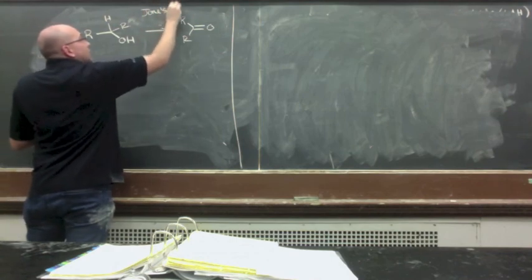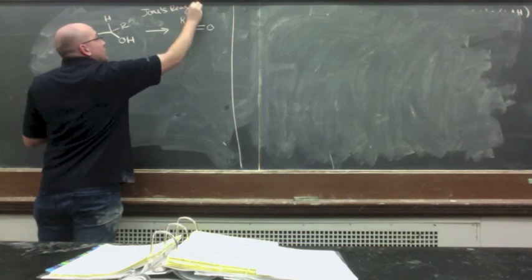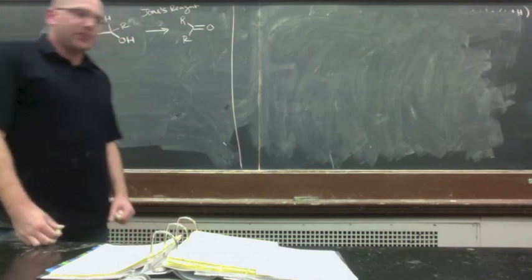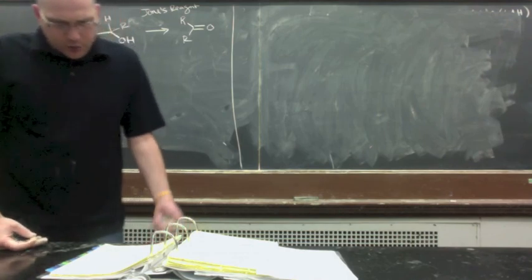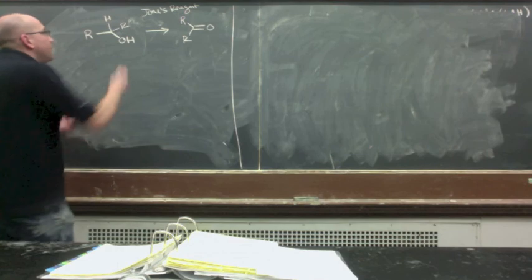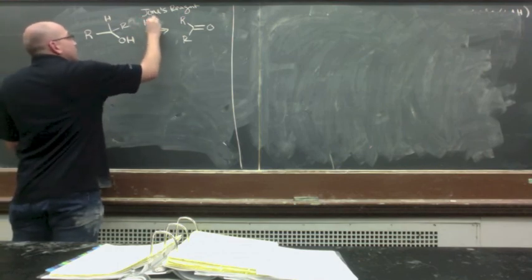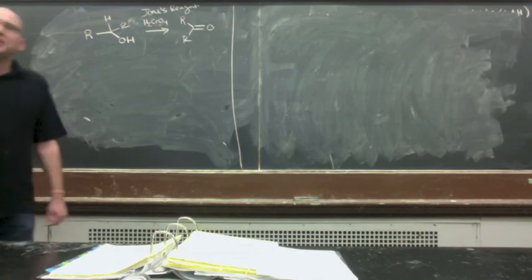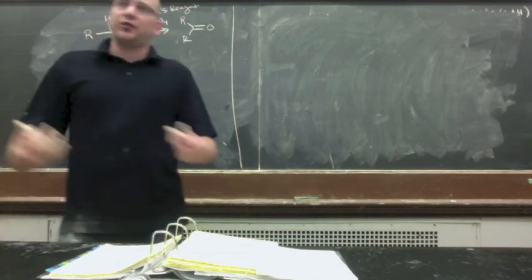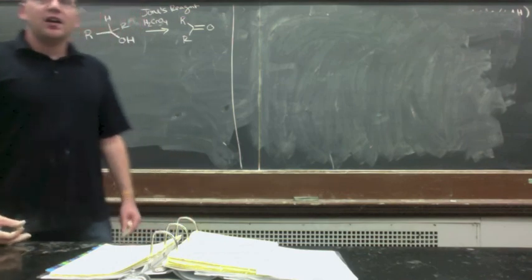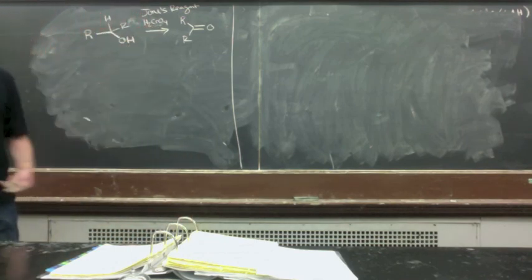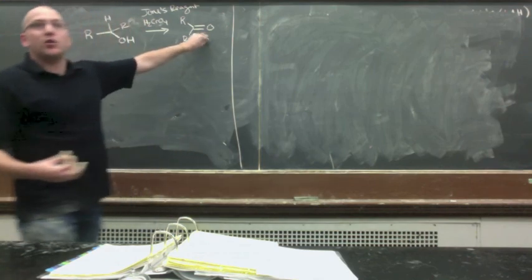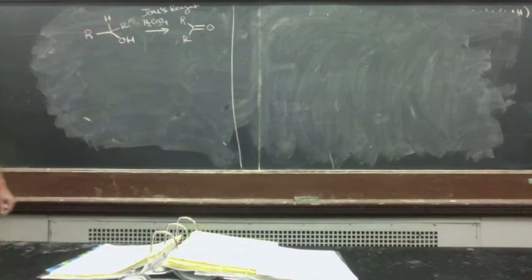Jones reagent. And what it is, is a high oxidation state chromium. Okay, so it's H2CrO4. So this is actually the active part of Jones reagent. I think technically Jones reagent is sulfuric acid with chromium trioxide, and it reacts and generates this compound. So it's this acidic reagent which ends up getting you to this ketone.